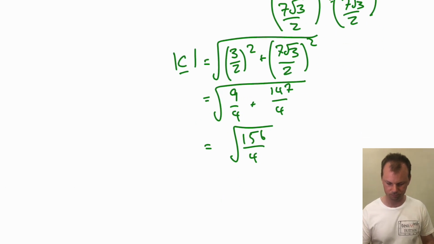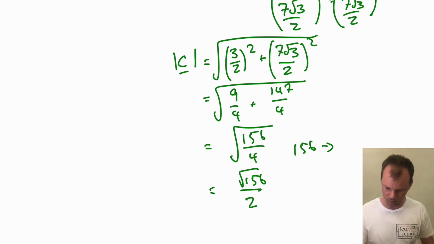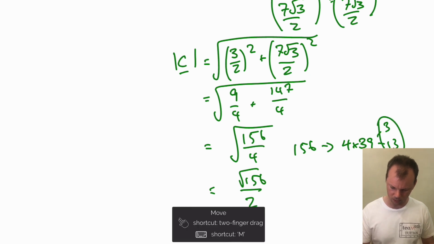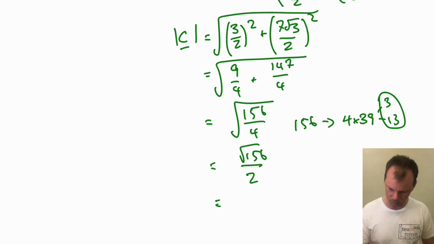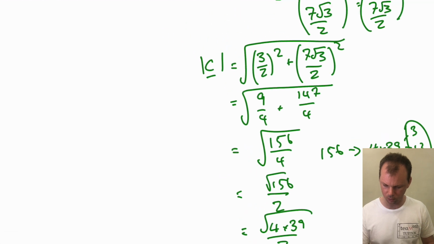Now, we can find the surd of that. Let's go through that process. So we've got 156. 4 is a factor because 4 goes into 160. So we've got 4 times 39. What goes into 39? We've got 3 and 13. They're both prime, so we can't do anything. So that ends up being 4 times 39 on 2, which equals root 39. Okay, so that's our magnitude of C.